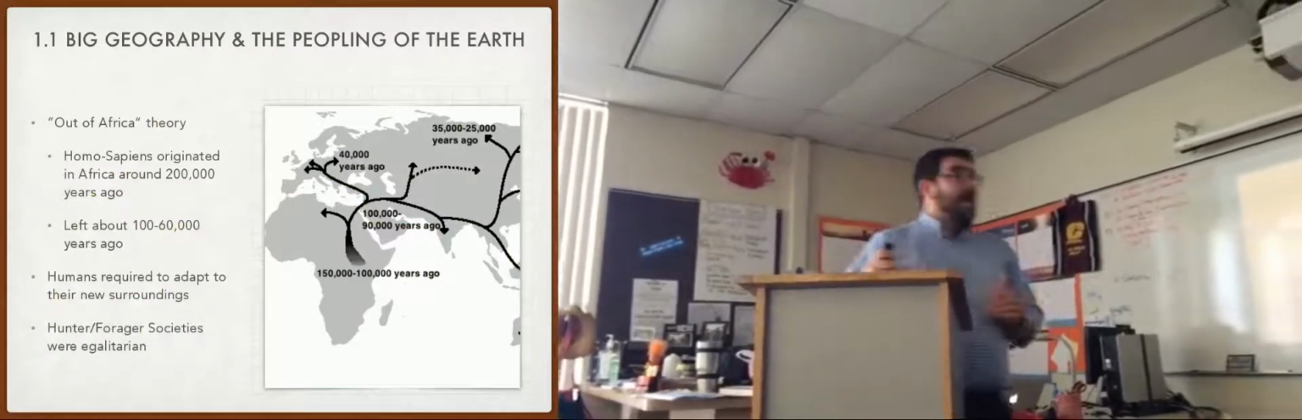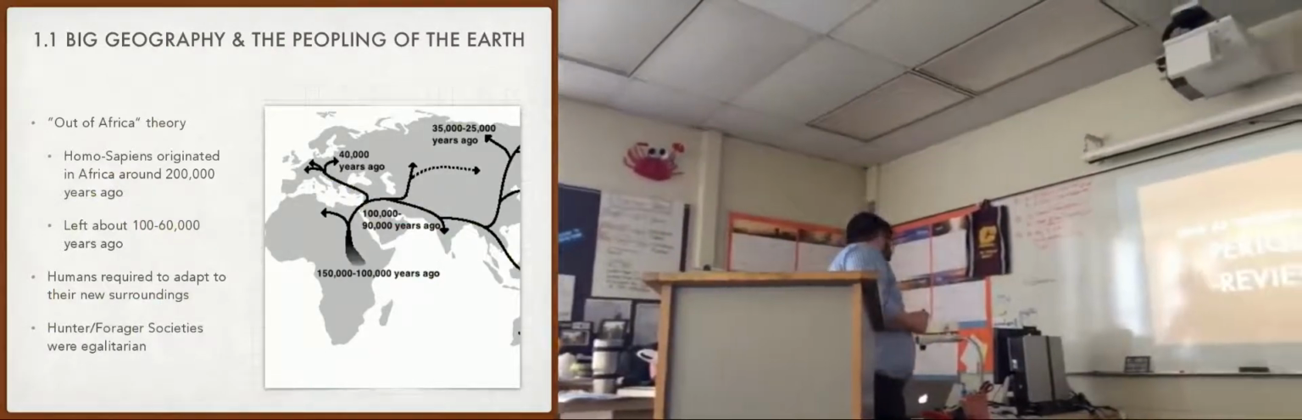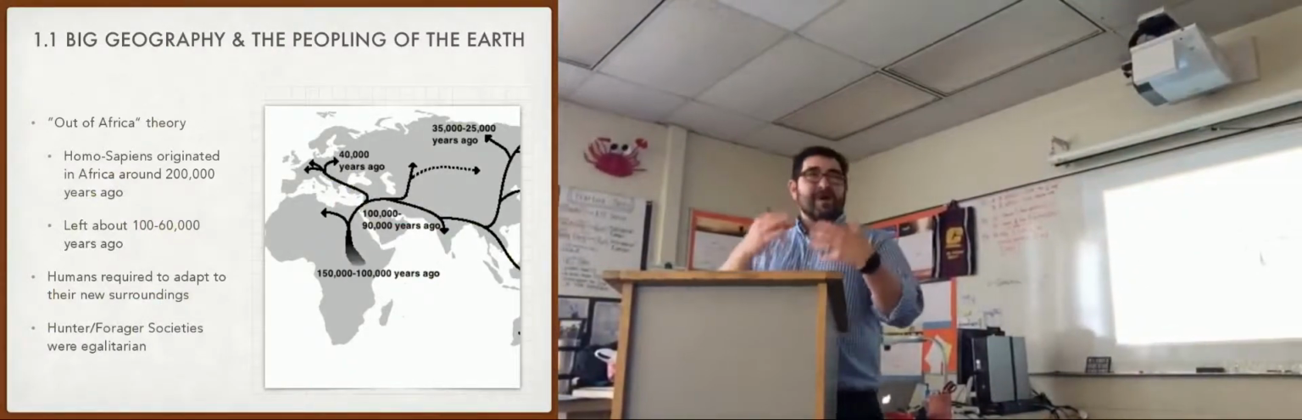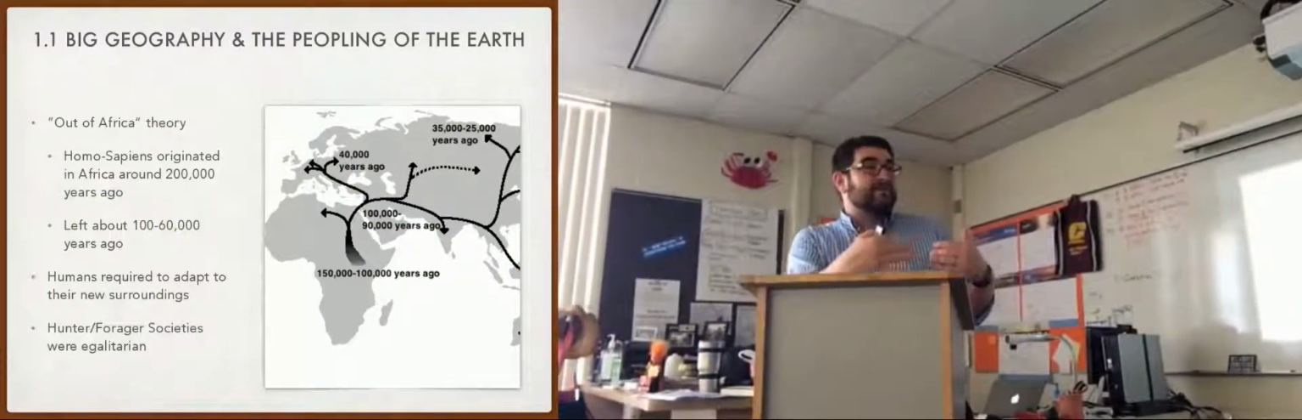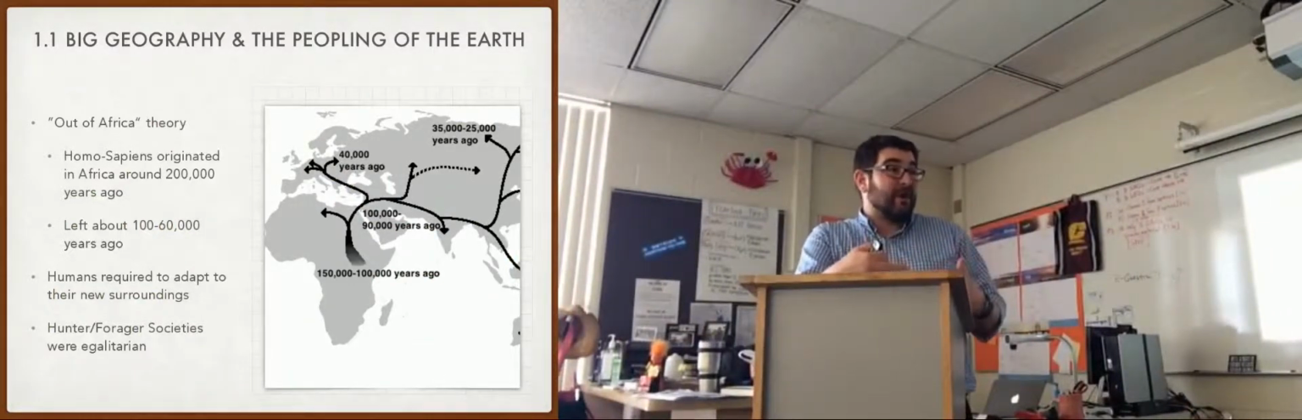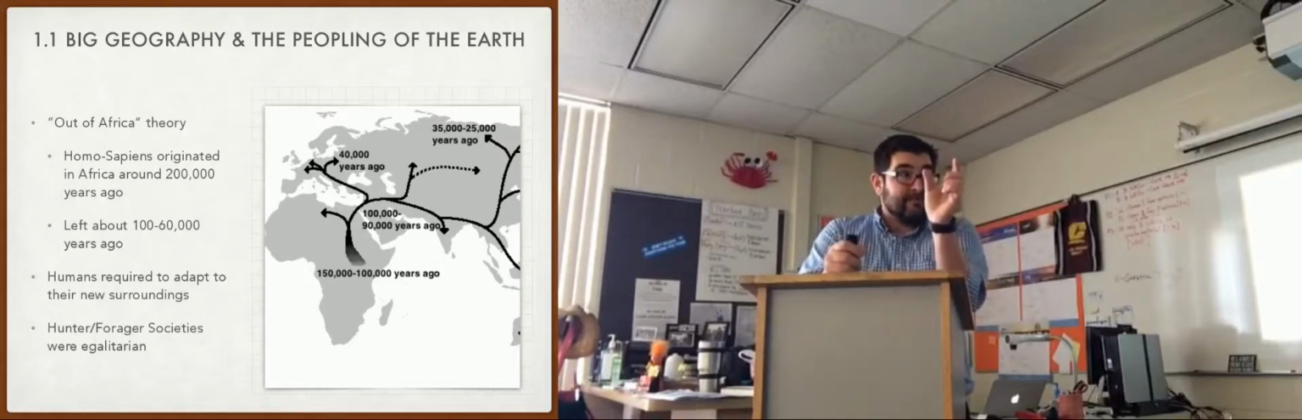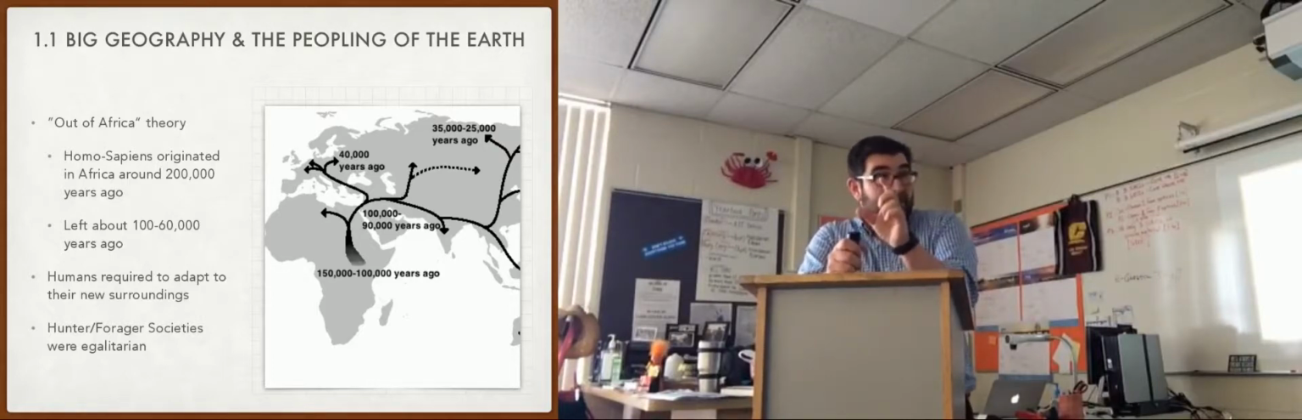So for Period 1, we're going all the way back to the earliest time in history. Round about 10,000 BCE is when we're going to really start paying attention to AP world history. But we do have to give a brief nod to what comes before that point.